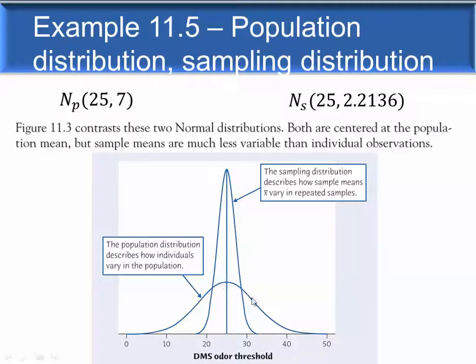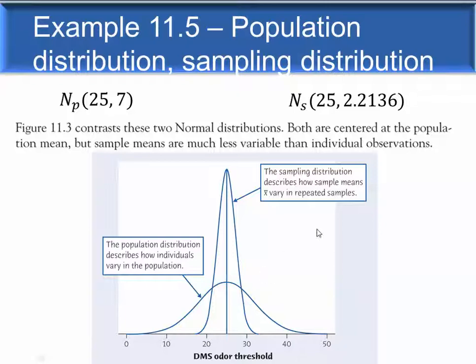This is a distribution of all of the values, all of the individuals in that population and their individual scores in that DMS odor threshold. So you can see we have the mean here at 25, and it has a standard deviation of 7, which compared to 25 means it's a pretty wide curve, and when it's wider, therefore, it's going to be lower.